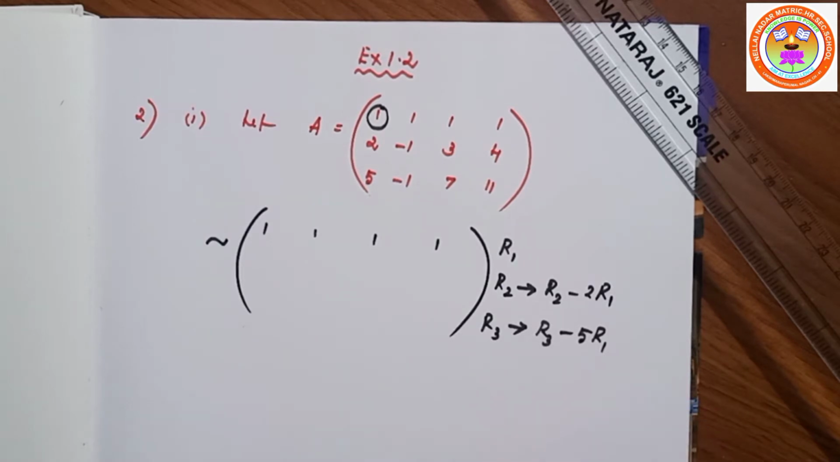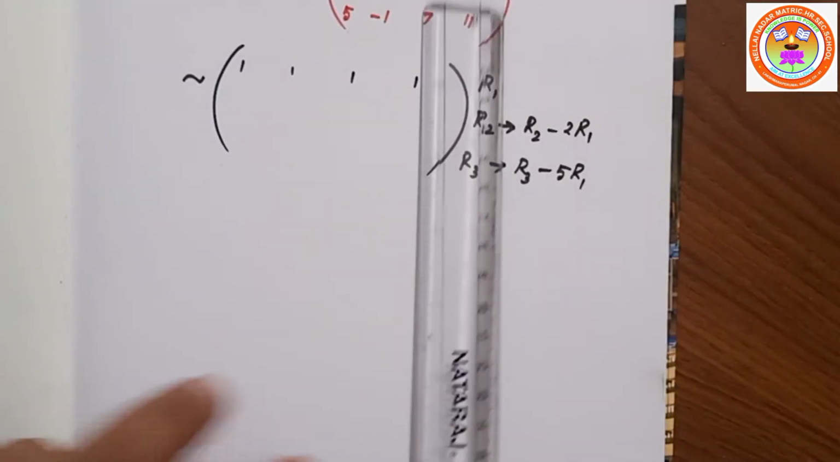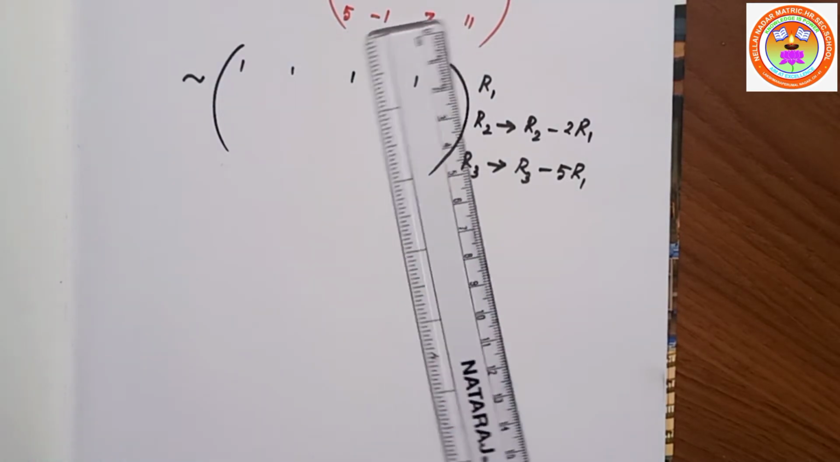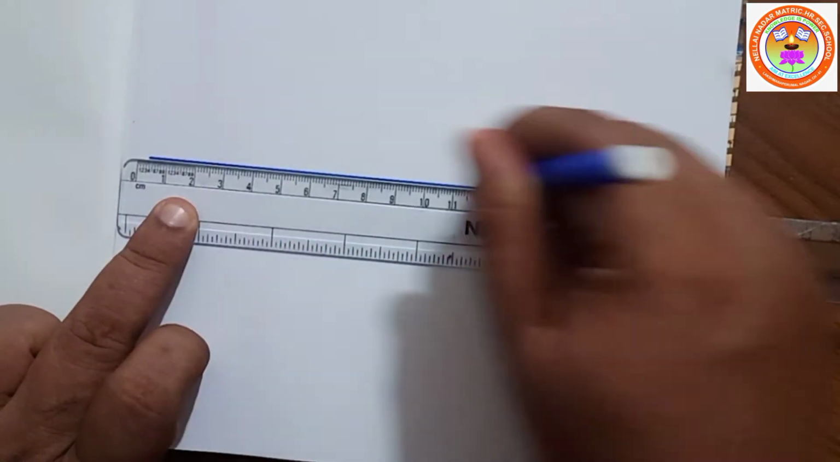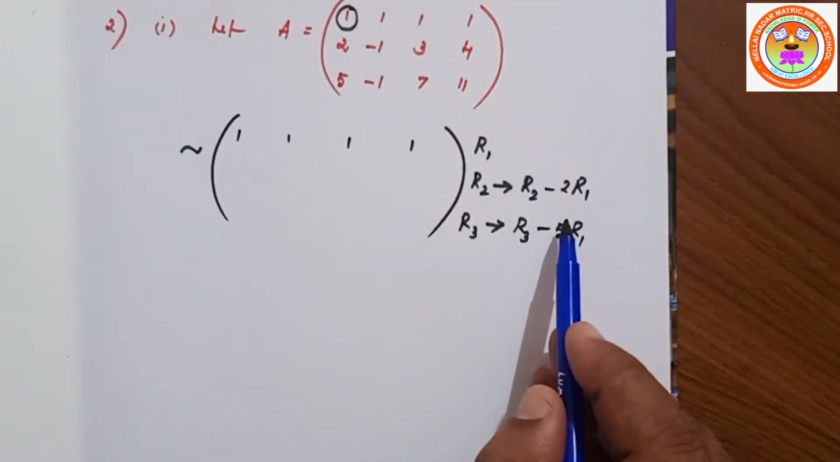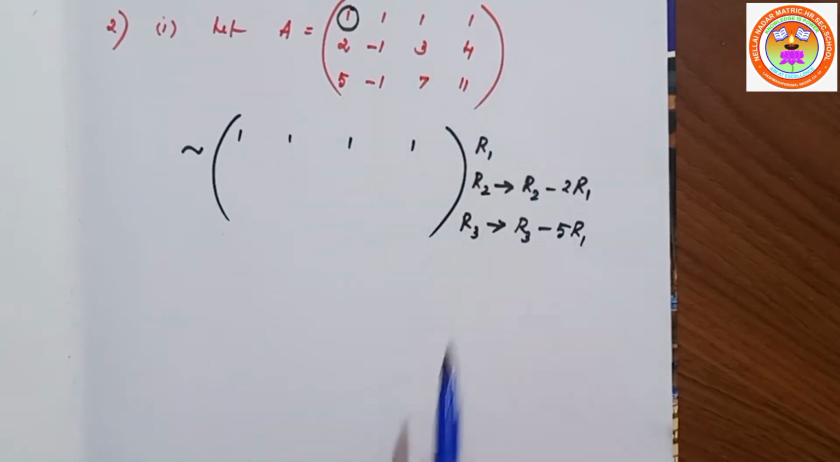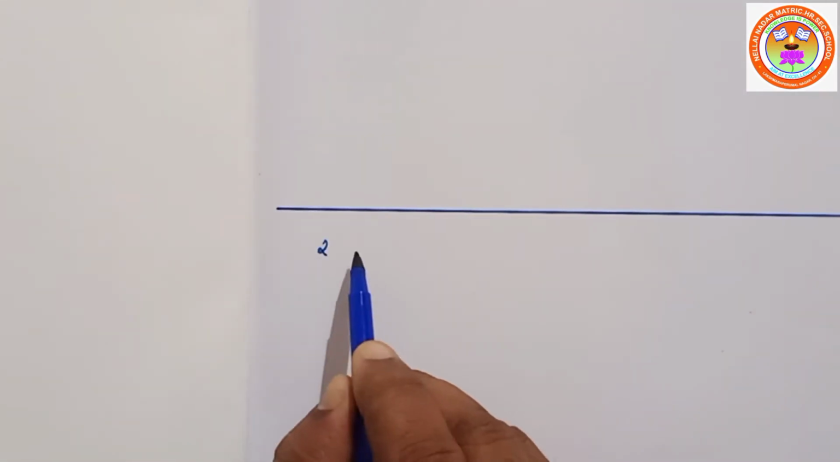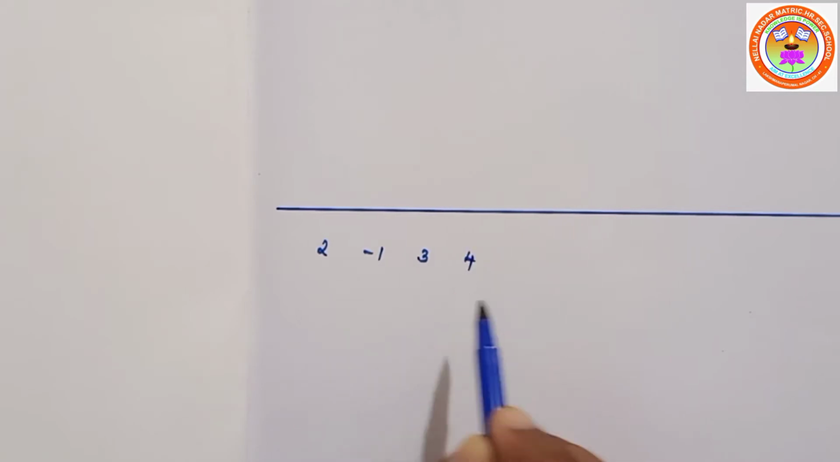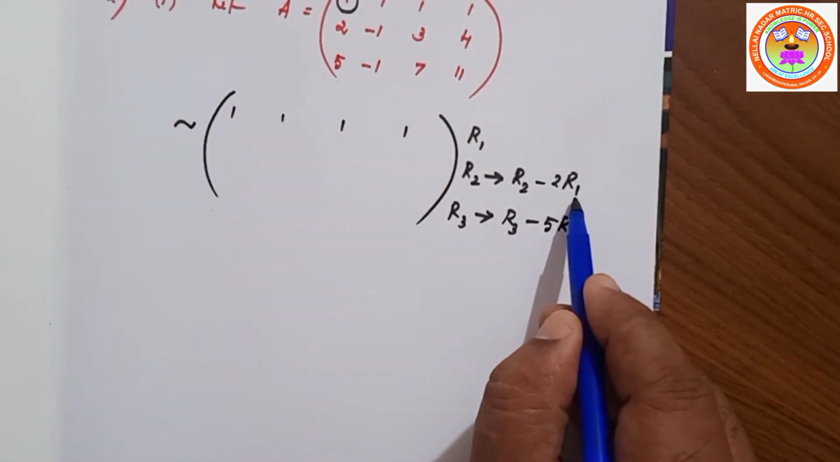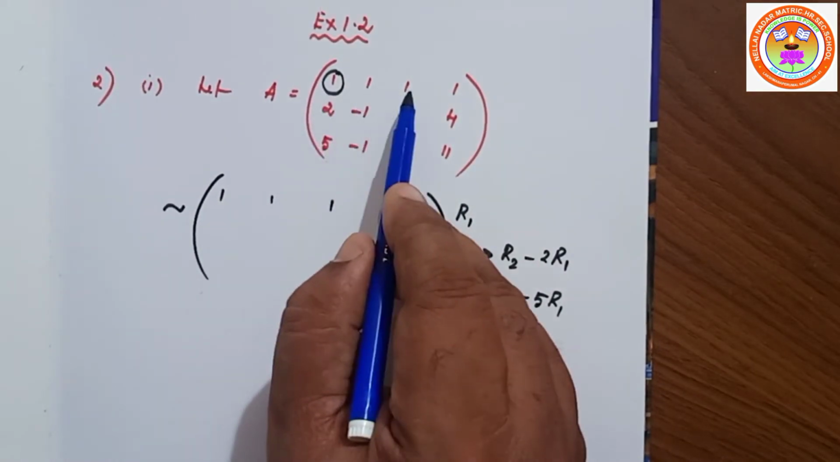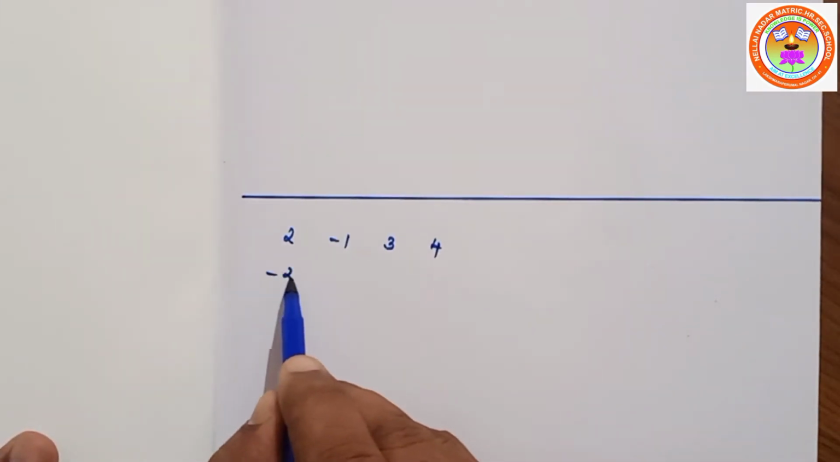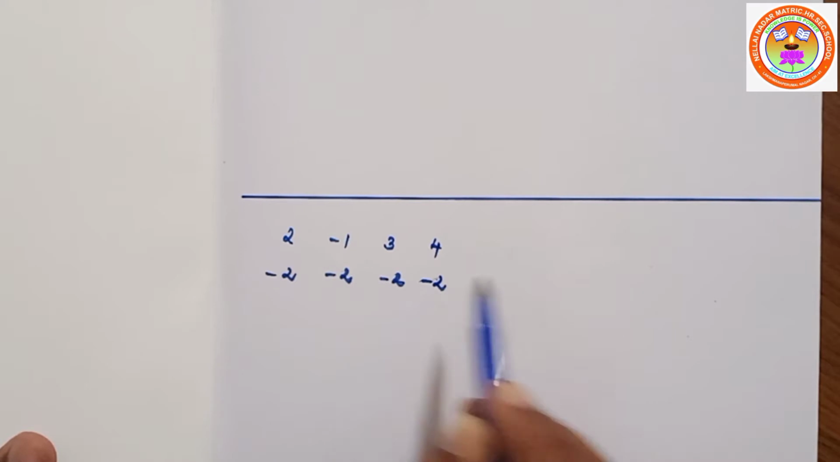I do the calculation at the bottom of the page. So what I have written here, R2 minus 2 R1. What is R2? Write as it is: 2, minus 1, 3, 4. Now I am multiplying R1 by minus 2. If you multiply R1 by minus 2, we will be getting minus 2, minus 2, minus 2, minus 2.